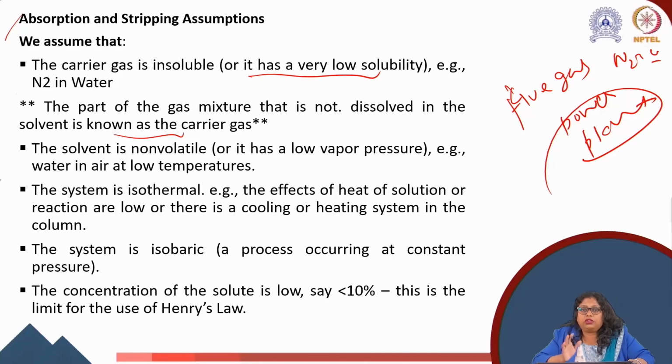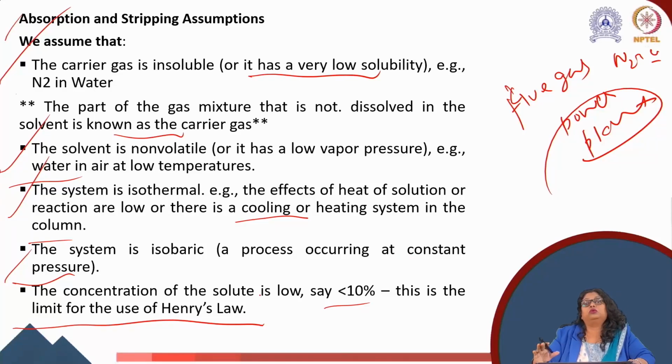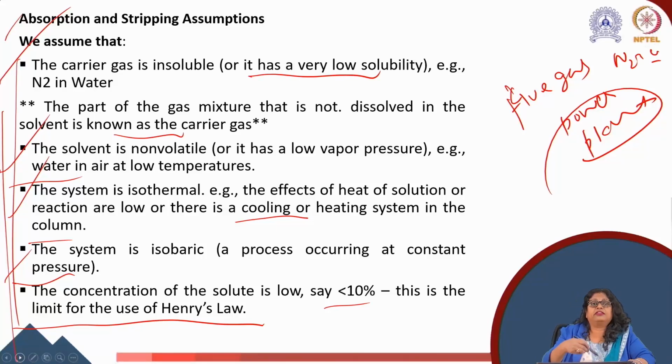The solvent should be non-volatile or have a low vapor pressure. That means water and air at low temperature. So this is the first thing: the carrier gas should be insoluble. The solvent is non-volatile and the system is isothermal. That means the effects of heat of solution or reaction are low, or there is a cooling or heating system in the column. Then, the system is isobaric, so a process occurring at constant pressure, and the concentration of the solute is low, say less than 10%. This is the limit if we are going to use Henry's law. So these are some of the assumptions we need to take when doing the calculation for absorption and stripping.